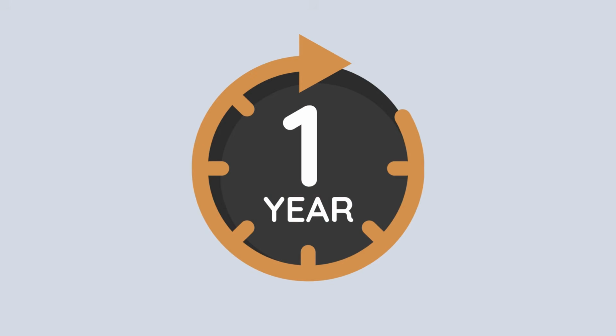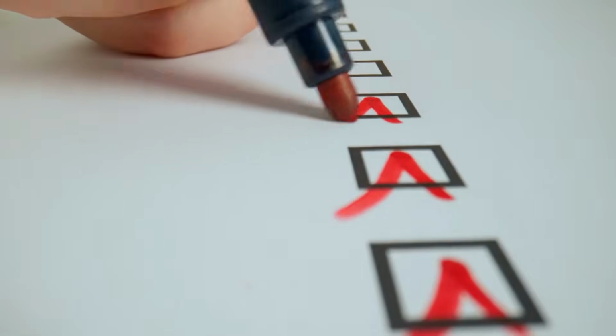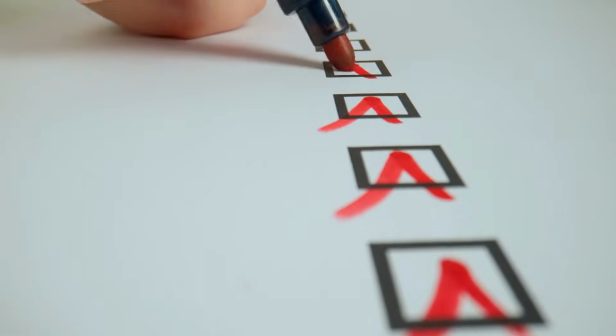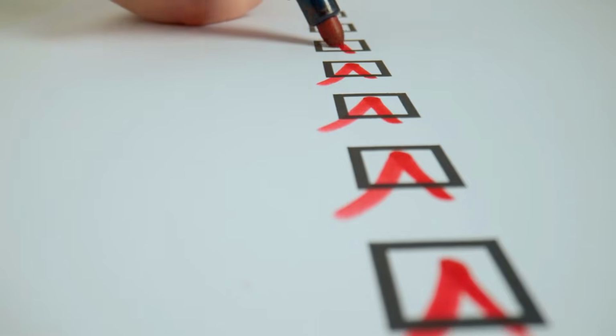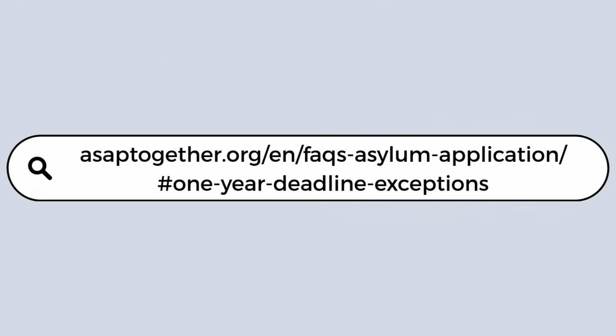But there are some exceptions to that rule, such as if you had another immigration status before, such as parole, or if you were under age 18, or if you were not previously in danger in your country of origin, but now circumstances have changed. You can learn more about those exceptions here. You can also find that link below the video.